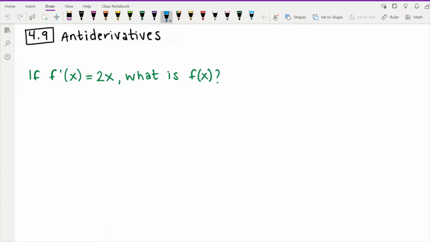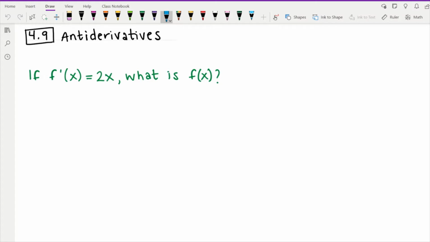Here I wrote down an example question that involves finding an antiderivative. I'd recommend that you pause the video and think about this question. If you're told that the derivative is the function 2x, f prime of x is equal to 2x, what can you say about the original function?